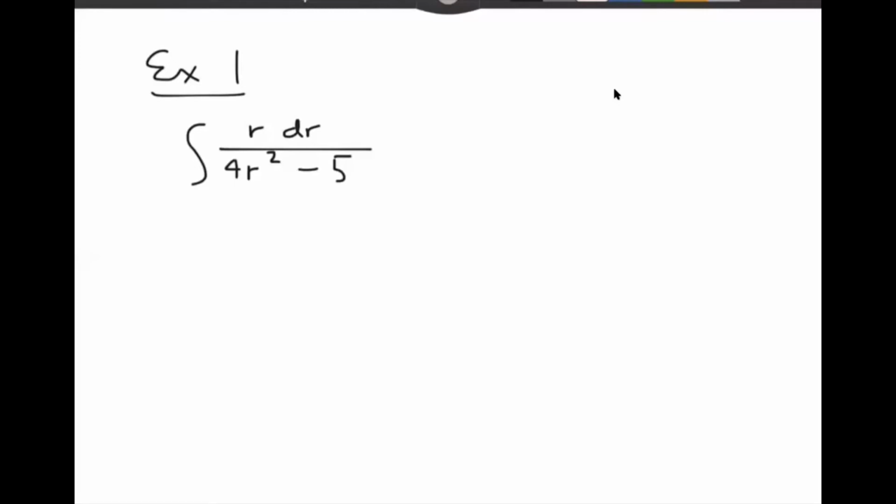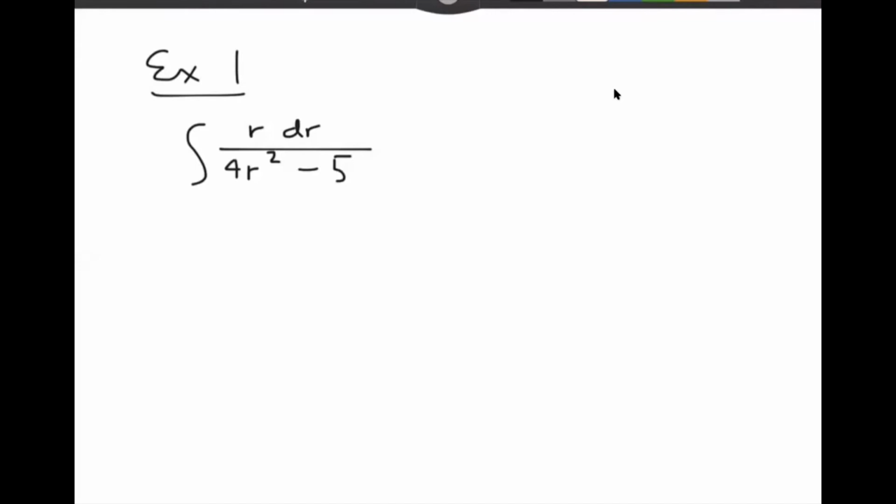Okay, here we are. So we're integrating r over 4r squared minus 5 with respect to r. All right, so I hope you remember substitution. At this point, that's just about the only integration rule we know. That's about to change pretty soon. All right. So you remember how substitution works. You look for a function and then look for something that looks like its derivative.